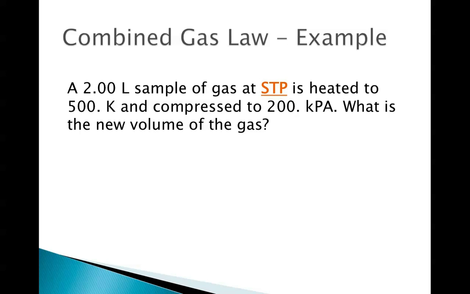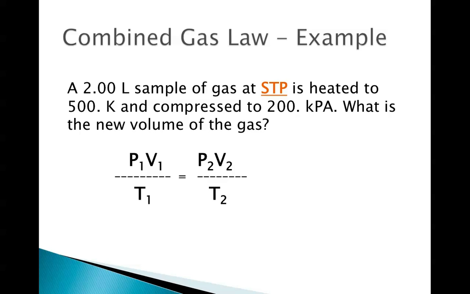So we have a 2-liter sample of gas at STP that is heated to 500 Kelvin and compressed to 200 kilopascals. What is the new volume of the gas? So first off, the thing I want you to keep in mind is when we're doing these calculations, if you see STP anywhere in the word problem, I want you to circle it or highlight it, underline it, because that's actually giving you data that we're going to input in.